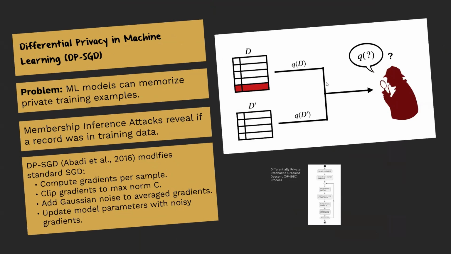Next, we'll be looking at how differential privacy works in machine learning. We'll be focusing on the DP-SGD algorithm for now. So we have understood how differential privacy works at the algorithmic level, and now we'll be looking at the machine learning level.